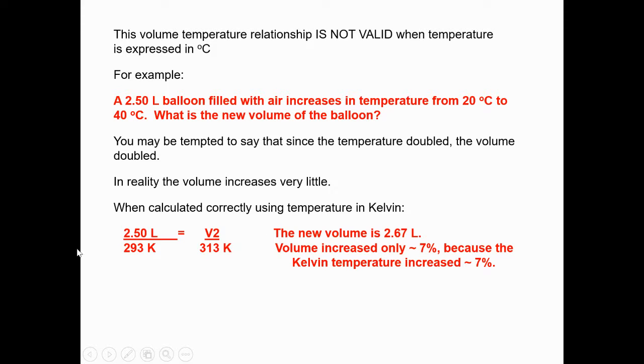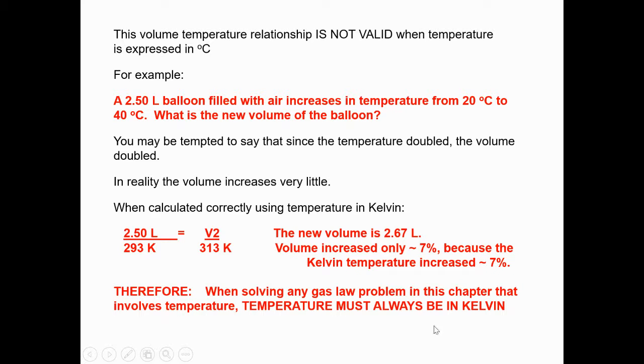If we calculate this problem correctly, V1 over T1 equals V2 over T2 using temperature in Kelvin, the new volume is 2.67 liters. The volume increased only about 7% because the Kelvin temperature increased about 7%. So the key item here is whenever you use temperature at any time in any calculation in this chapter, it must be expressed in Kelvin.